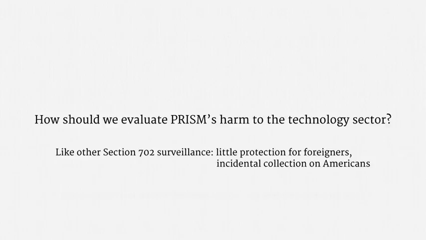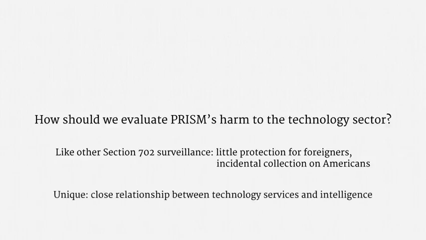But there's also something unique about PRISM. It involves a close relationship between technology services and foreign intelligence. Information stored with American cloud providers becomes readily accessible to American intelligence agencies. A number of technology services claim to have lost out on business because of PRISM. So, the question is, how does that harm weigh? Is it relevant? If it is, does it tip the scales against PRISM? That's a very difficult policy question.